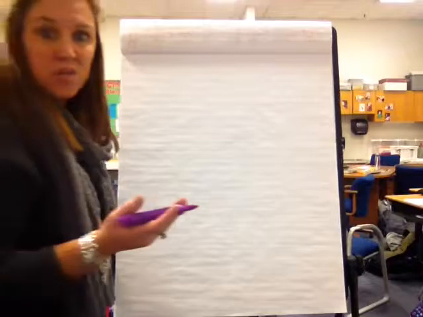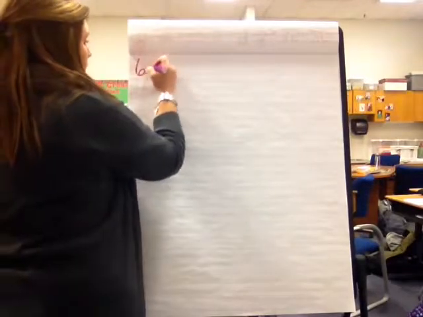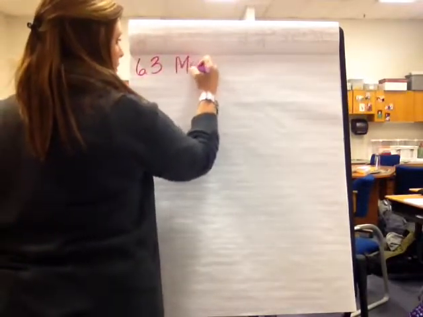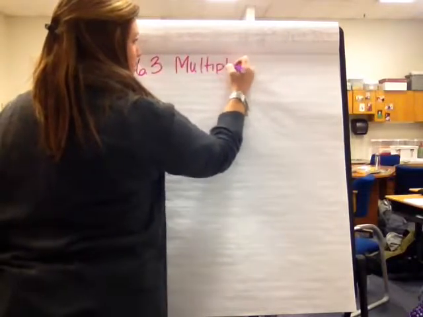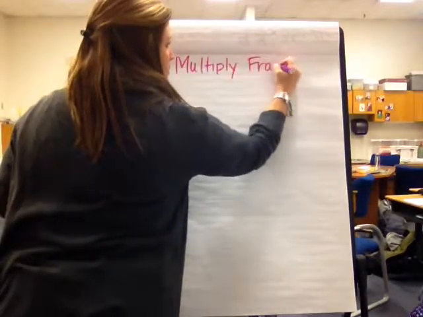Okay, guys, we're going to take a little bit of notes, okay? It's not going to take a whole lot, but I think just a few examples, and then we can move on to the workbook pages. So we're working at 6.3. We're learning how to multiply fractions and whole numbers.